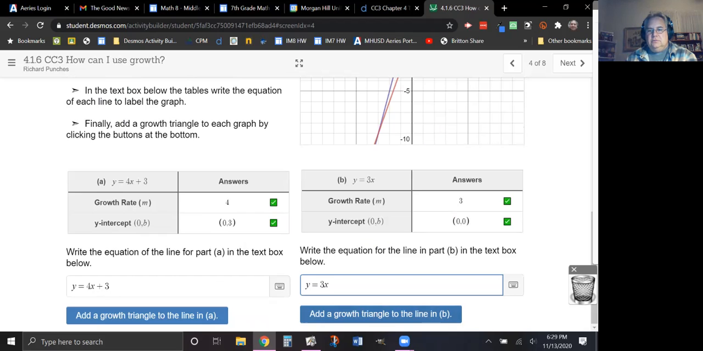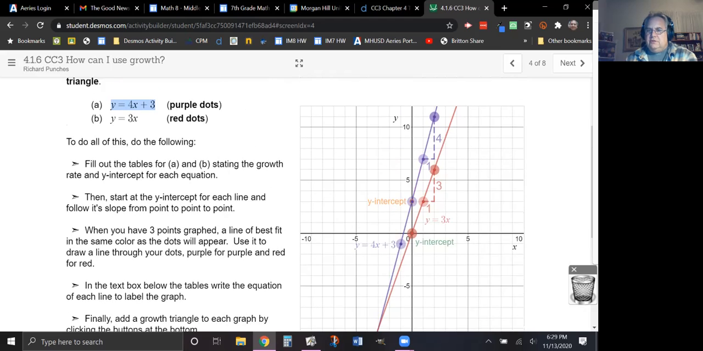Add the growth triangle. And I think I might need to click this one again. For some reason, when I click the new one, it turns the old one off. So okay, there's my red growth triangle showing a growth of 3 for 1.